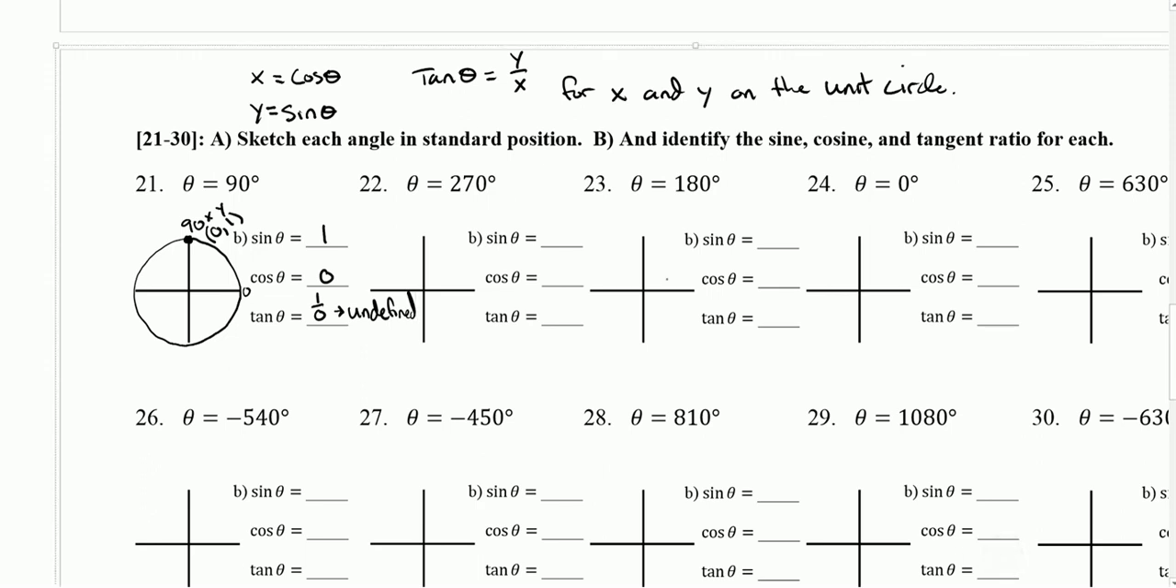Let's take a look at number 23. 180 degrees, at 180 degrees, what would our coordinate be on the unit circle? The x value would be negative 1 and the y value would be 0. And so the sine of our angle, 180 degrees, is your y value, which is 0. And the cosine is the x value, which is negative 1. The tangent is the y value over the x value. 0 divided by negative 1 is 0.